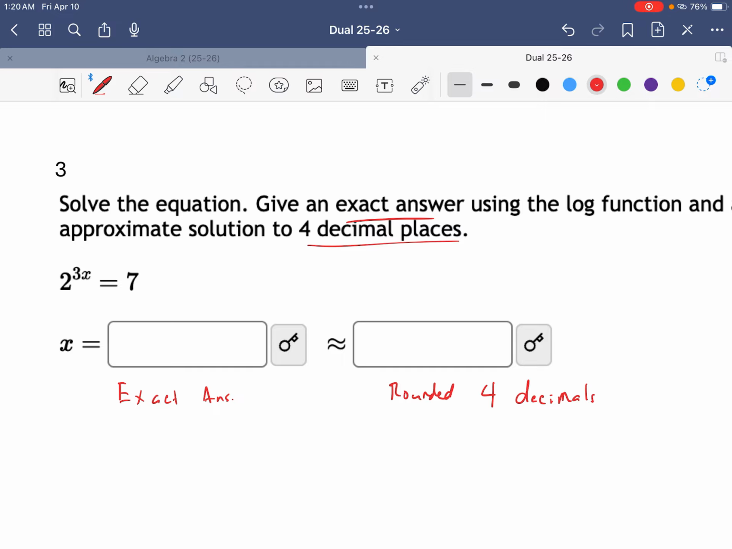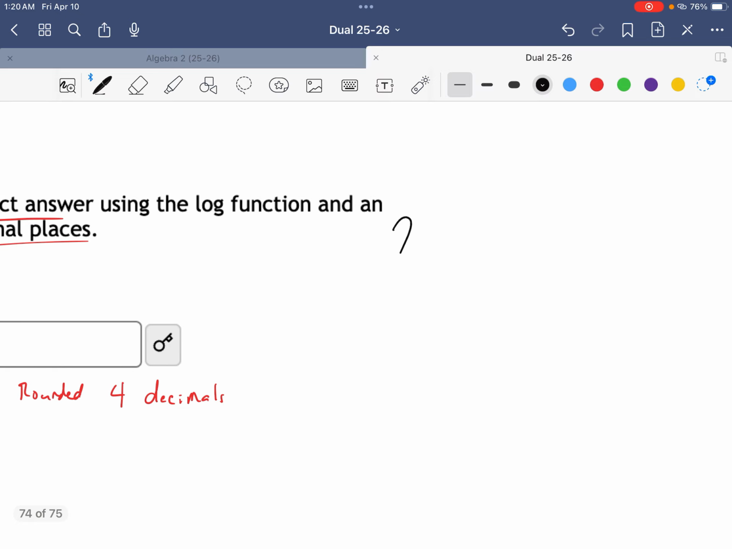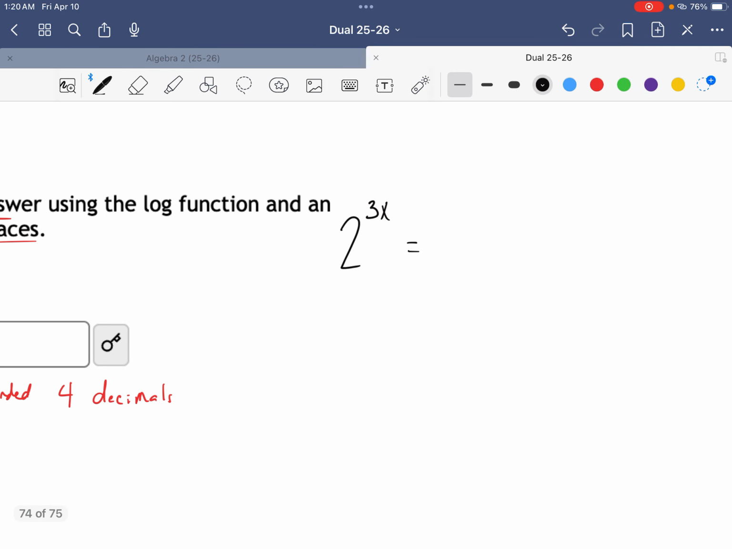Okay. So let's write this down over here. 2 to the 3x equals 7. So first you gotta ask yourself, what's going wrong with this question? Well, it's ready to go. There's no plus 5 here. There's nothing there, right? It's just ready. You can't divide by 2 because you can't leave that floating. So you just take the ln of both sides.